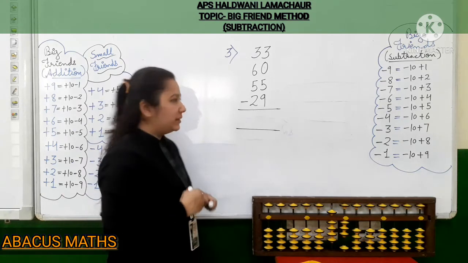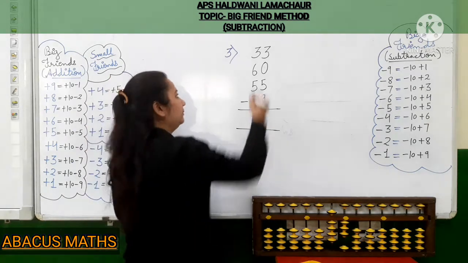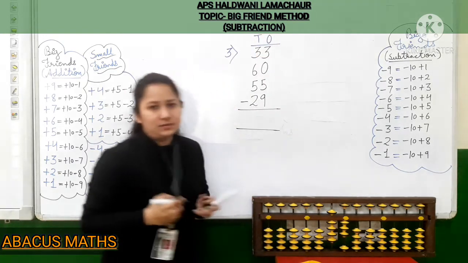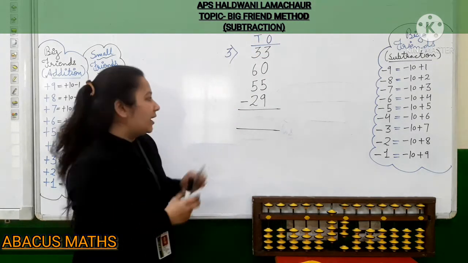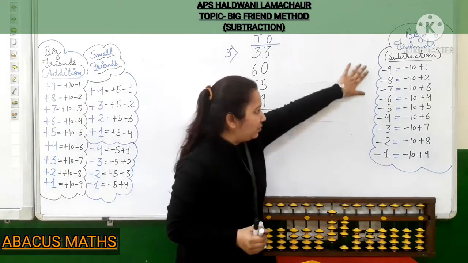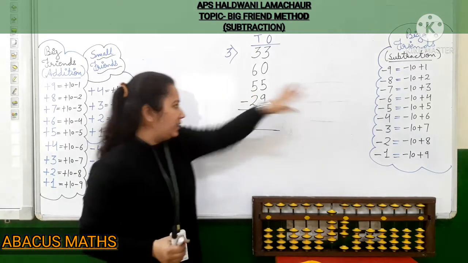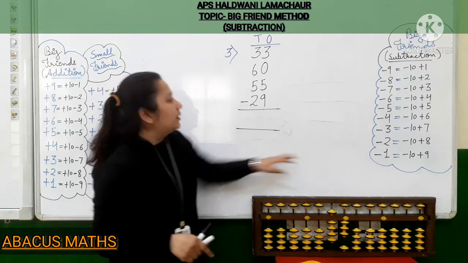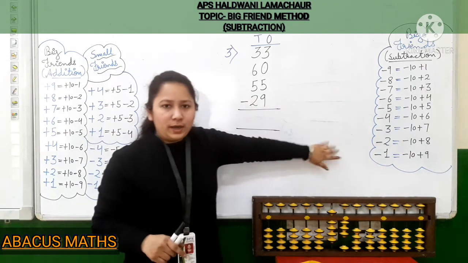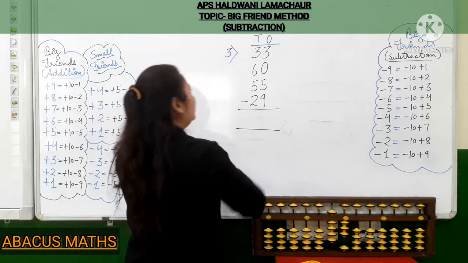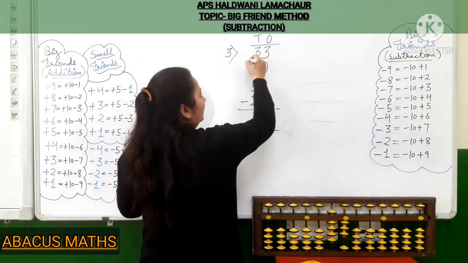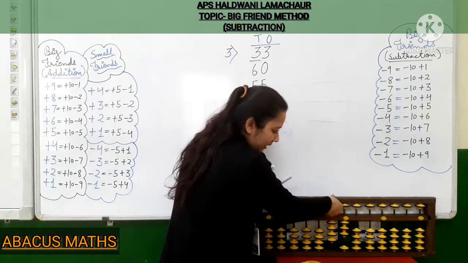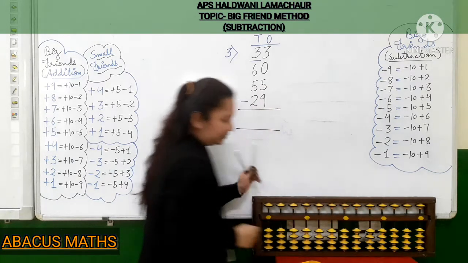Now students, as you can see, this is your third sum. The first row will go in ones rod, second row will go in tens rod. Now students, we have used different formulas of big friend subtraction in our sums. Today, you also have to use the different formulas in your sums. Now, first of all, this 3 will go in tens rod. Just set your abacus, upper beads up and lower beads down.